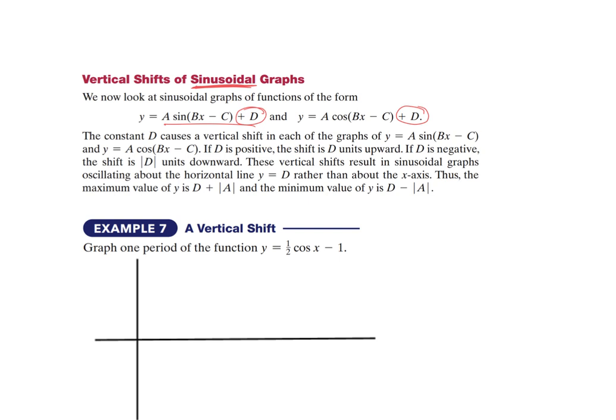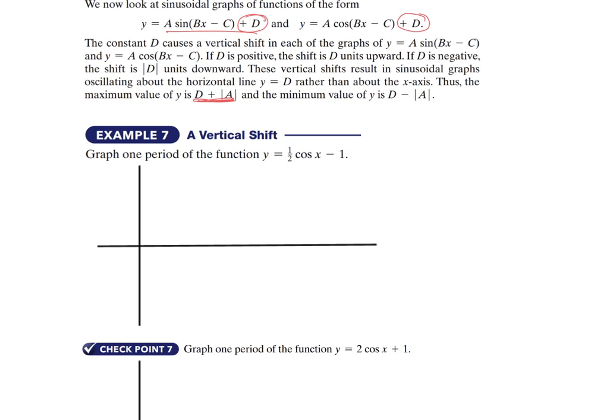And so everything else is the same. Just when we do the amplitude, we've got to take into consideration the shift. So take that shift plus the amplitude. The minimum value is d minus the amplitude. And that's why I like to think of the equilibrium line.